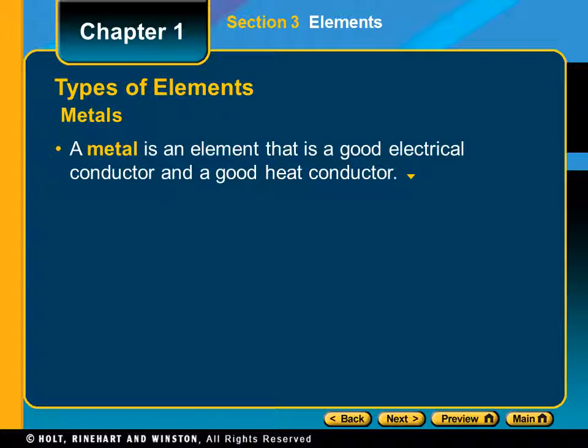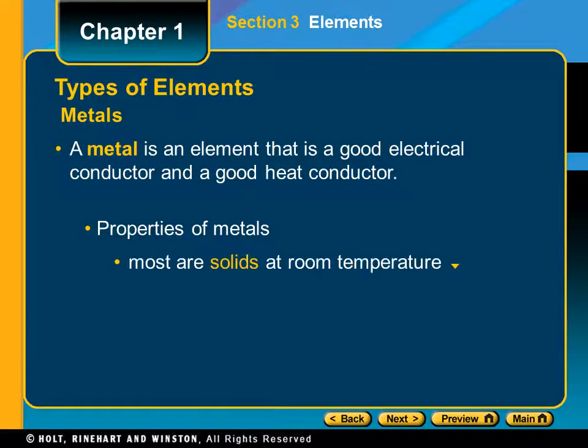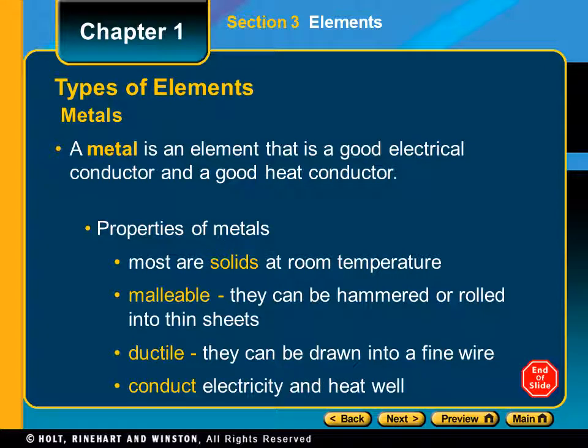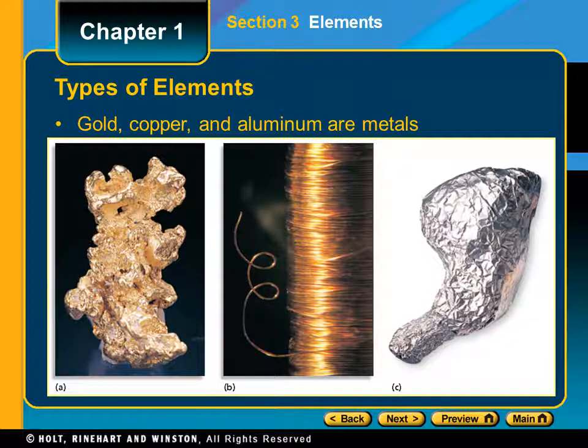Metals, metals generally are good conductors of electricity and good conductors of heat. Most metals are solids at room temperature. Not all of them, but most are solids at room temperature. Most are malleable. We've already talked about this. Most are ductile, and we've talked about that. And they conduct electricity and heat well. Examples would be gold, copper, and aluminum, which you see here.